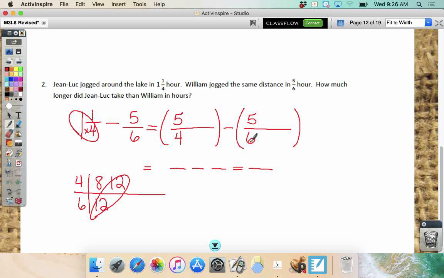So the common denominator is what? 12. Okay. You want to try this one on your own? Okay. So you can't do top down, bottom up. You got to think 4 times something equals 12. Remember, whatever you do to the bottom, you're going to do to the top. So go ahead and finish this problem and then we'll check it.